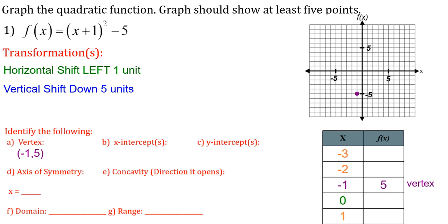So this is a potential list of inputs that we could test to substitute into our function and see what we get out. Again, it's your choice. For this one in particular, we probably want to use 0 as an input because that will help us find our y-intercept.